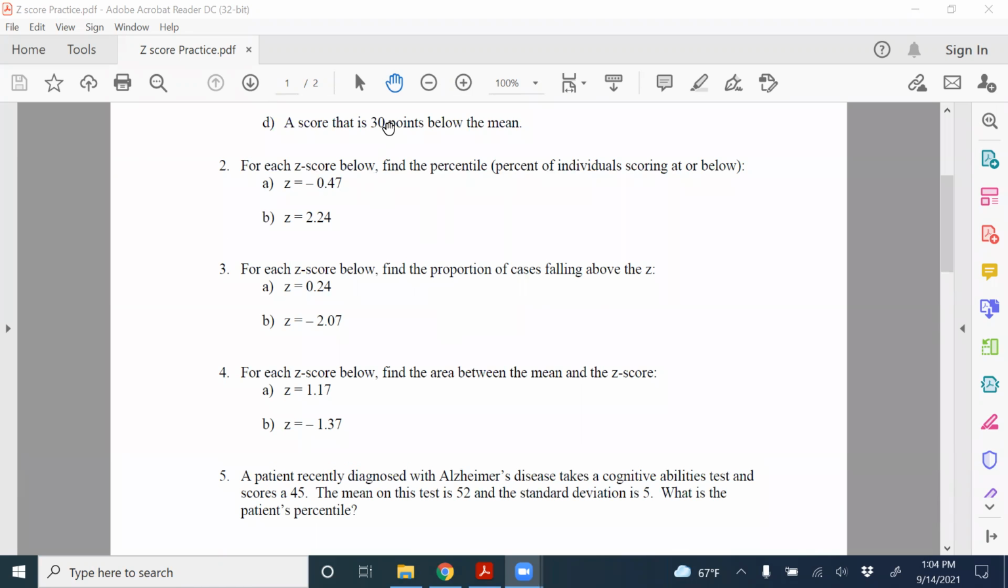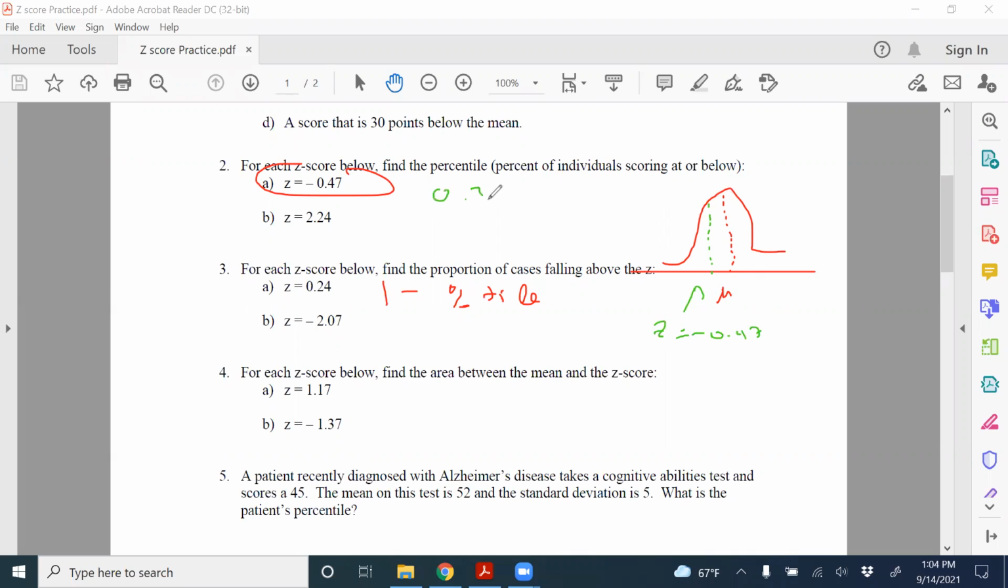So you'll do the same thing, but then you'll do 1 minus the percentile. Because what happens is that when you work this out, what the calculator is telling you is the percentage of the normal curve that's to the left of that z-score. So when z was -0.47 over here, and when the calculator spit out 0.319, it's telling me that 31.9% is shaded to the left of that dashed line.